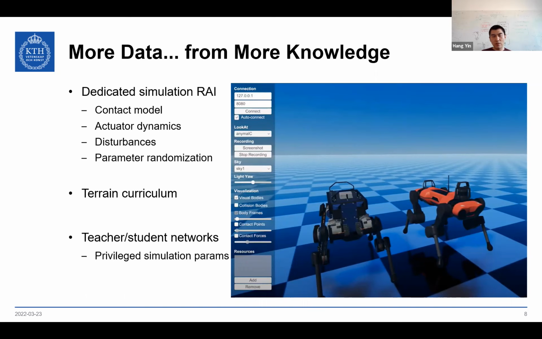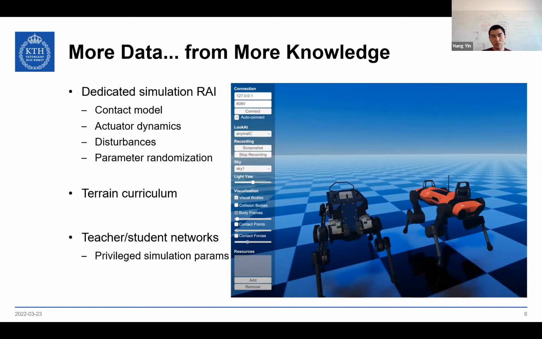kind of very specialized simulation, and they have some kind of unique contact model to have very computational efficiency and high fidelity to model how your foot is in contact with different types of terrain. More importantly, I think this is one of the main messages I learned from that paper: you have to be careful about the modeling of the actuator dynamics.